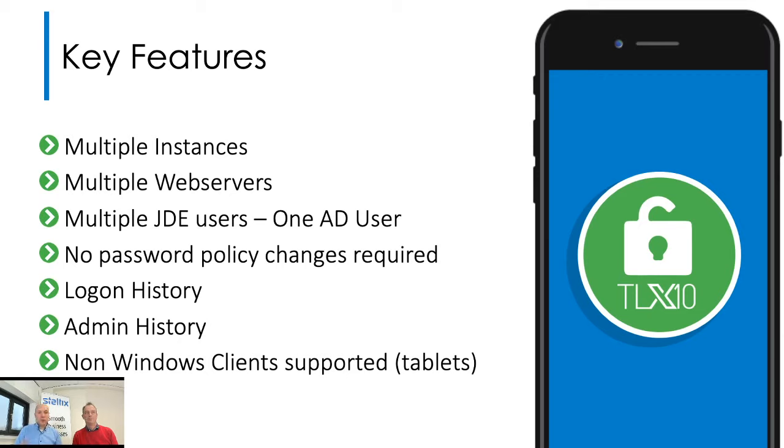So you can still do multiple instances, multiple web servers. There is a customer out there that at some point had more than 39 instances. Quite a few. It's incredible. And also with this new version, it's not necessary anymore to have so many instances. We consolidated quite a lot of the features together. Still multiple JDE users, and for audit, login history and admin history is still there. It's still being recorded.